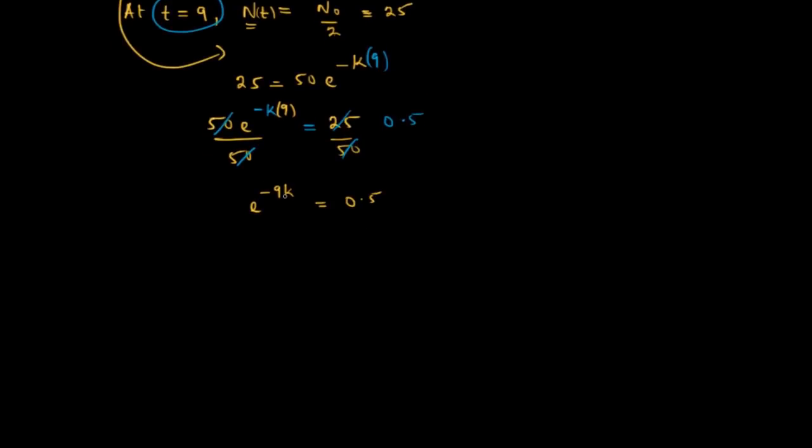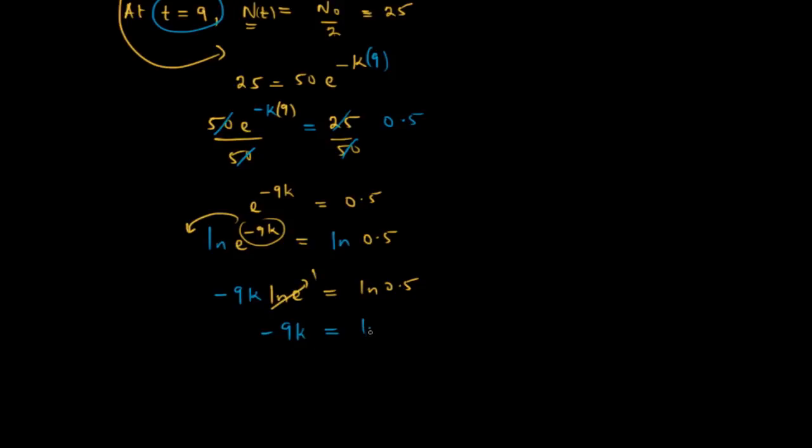So again, to find k, I need to take the natural logarithm of both sides. So you have the ln of e to the power negative 9k equals the ln of 0.5. When you take the ln of this, automatically the exponent comes down here. So you have negative 9k times the ln of e equals the ln of 0.5. The ln of e is 1. So this is going to be negative 9k equals the ln of 0.5.